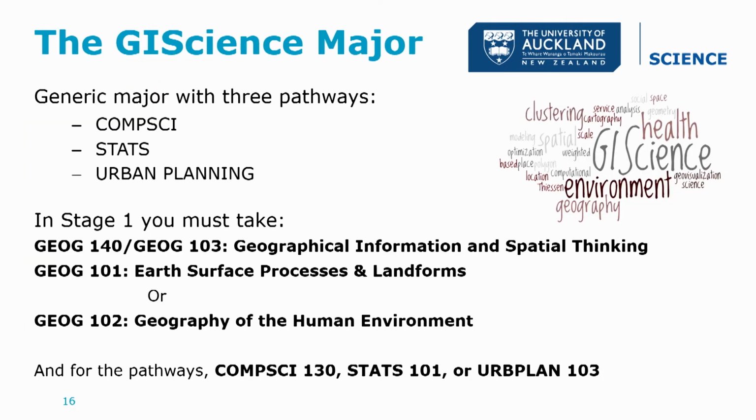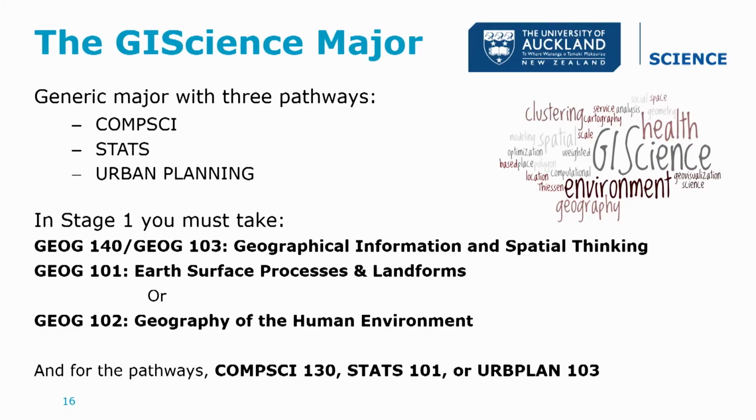So our GIScience major has three main pathways. You can combine it with either computer science, statistics, or urban planning. And you can choose whatever option you would want. In the first stage courses, there is one GIScience core course, which is called Geographical Information and Spatial Thinking. And apart from these courses, you would have to take one of two geography courses, which is Geog 101 and Geog 102. One is more on environmental aspects of geography. The other one is more related to human geography. So depending on your interest, you can choose one or the other.